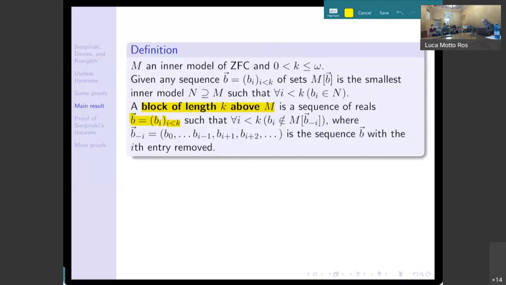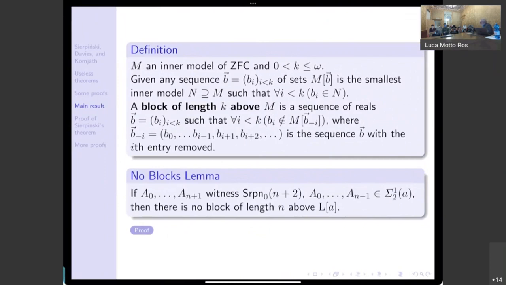I introduced this notation because it's a little bit convenient. Here is one of the ingredients, the no blocks lemma. If you have, say, 0 to n plus 1, the witness Sierpiński for n plus 2, and if these are sigma 1, 2 in A, then there is no block of length n about L of A.